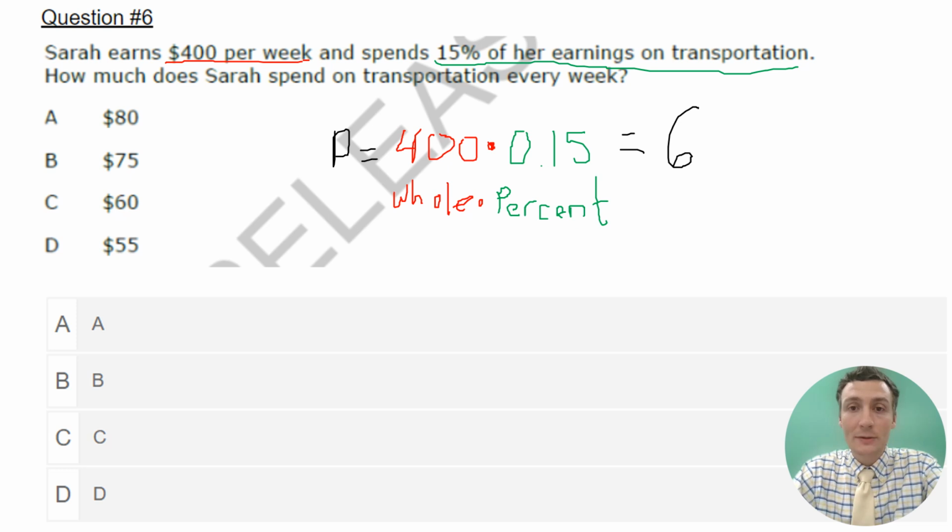And since that's an answer option, I'm pretty happy about that. Now, what does this represent? This represents the amount of money she spends on transportation every week.